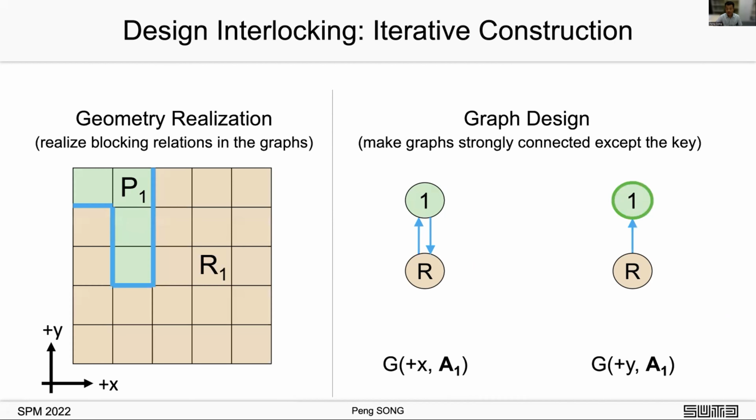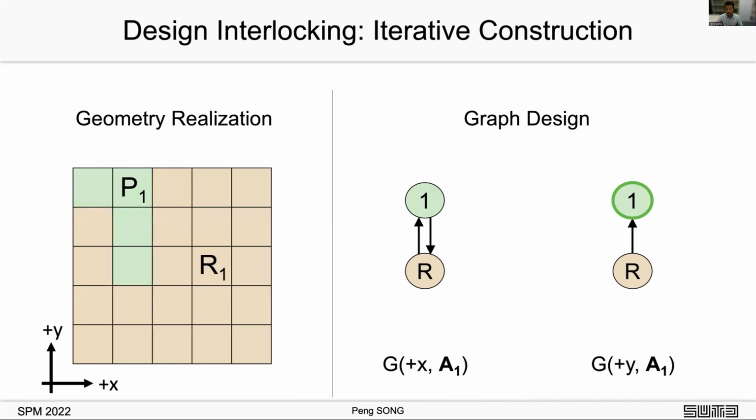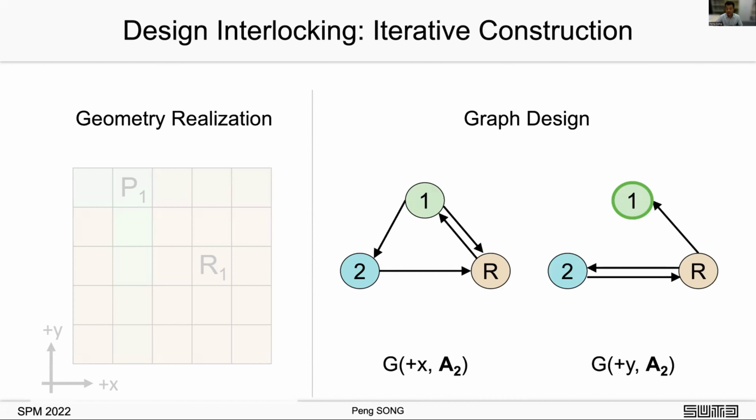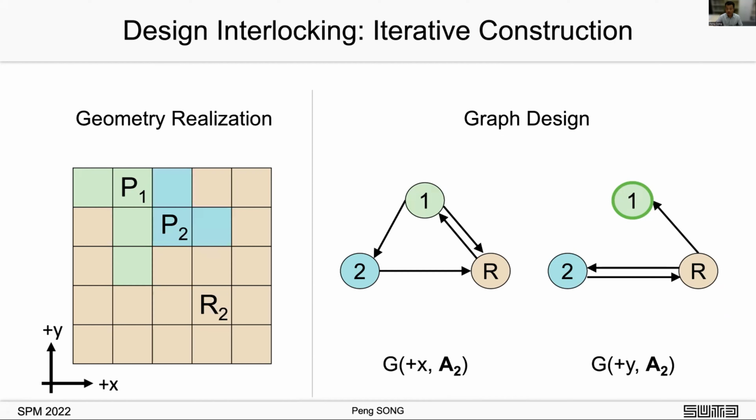Next, we realize the graph design in the embedded geometry by creating blocking relations corresponding to each new directed edge. By this, we obtain an intermediate assembly that is interlocking geometrically. Next, we further partition R1 into P2 and R2 in the graphs, and make the graph strongly connected except the key by adding new edges. We further realize this graph design in the embedded geometry to form a 3-part interlocking assembly.